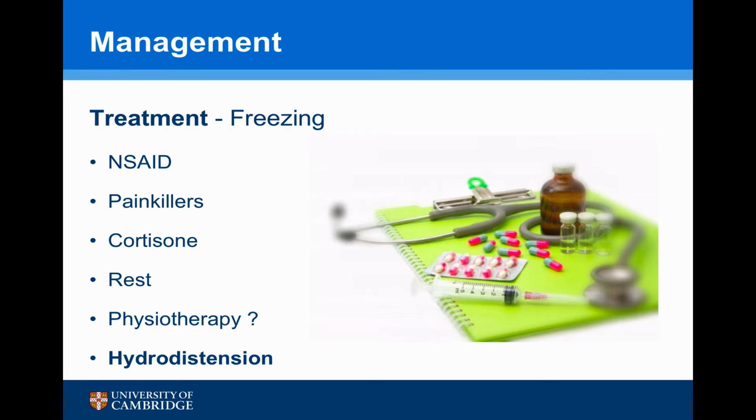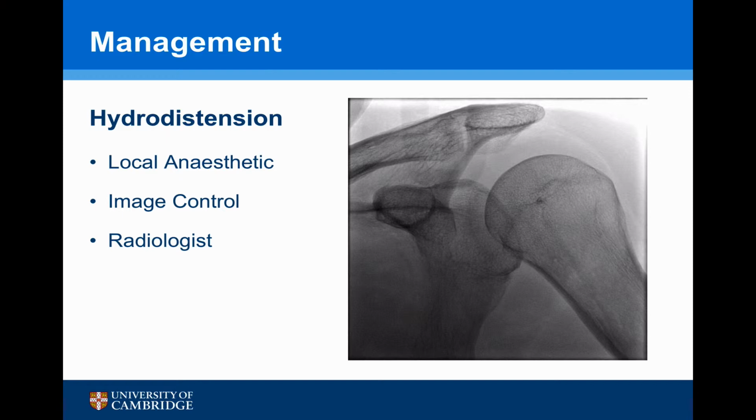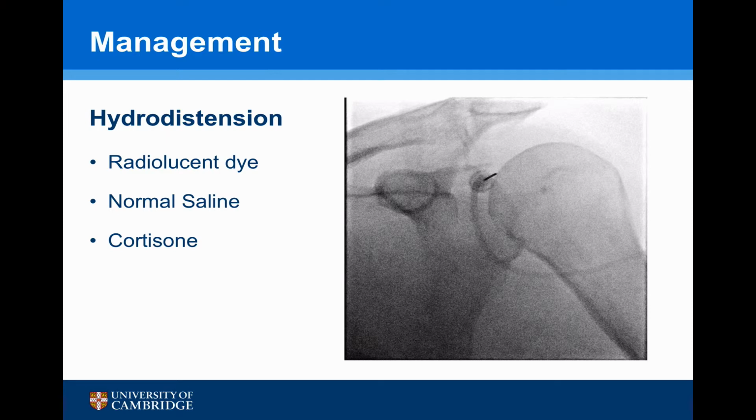However, a relatively new treatment called hydrodistension has made a massive impact in treating patients in the freezing stage of a frozen shoulder. Hydrodistension is undertaken as an outpatient procedure and takes about 30 minutes. A consultant radiologist puts local anaesthetic around the shoulder, then under image control a needle is inserted into the shoulder joint itself. Radiolucent dye, normal saline and cortisone are then injected into the shoulder.